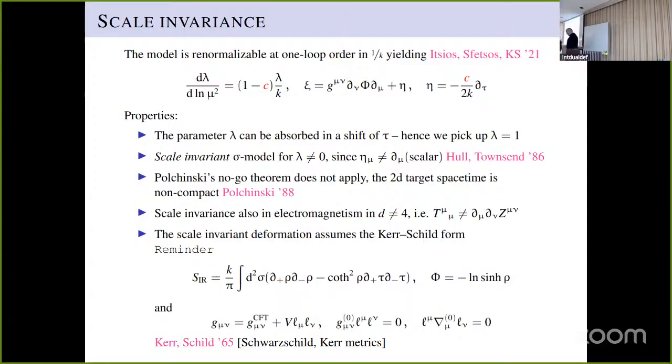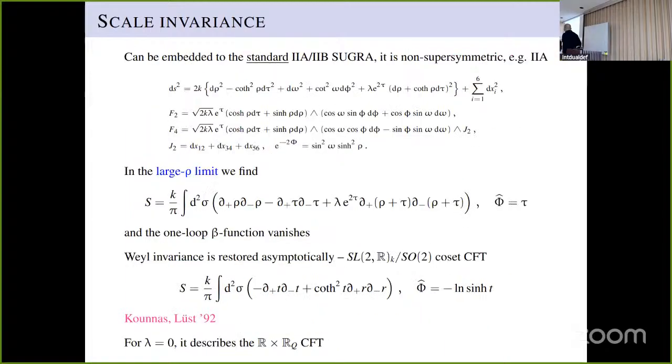So again, we have scale but non-conformal invariance. In addition, this model per se can be embedded in the usual type 2A, type 2B supergravity. And for example, as an illustration, it's non-supersymmetric. The type 2A solution is given by this form. This is the 10-dimensional metric. This is the two-form flux.